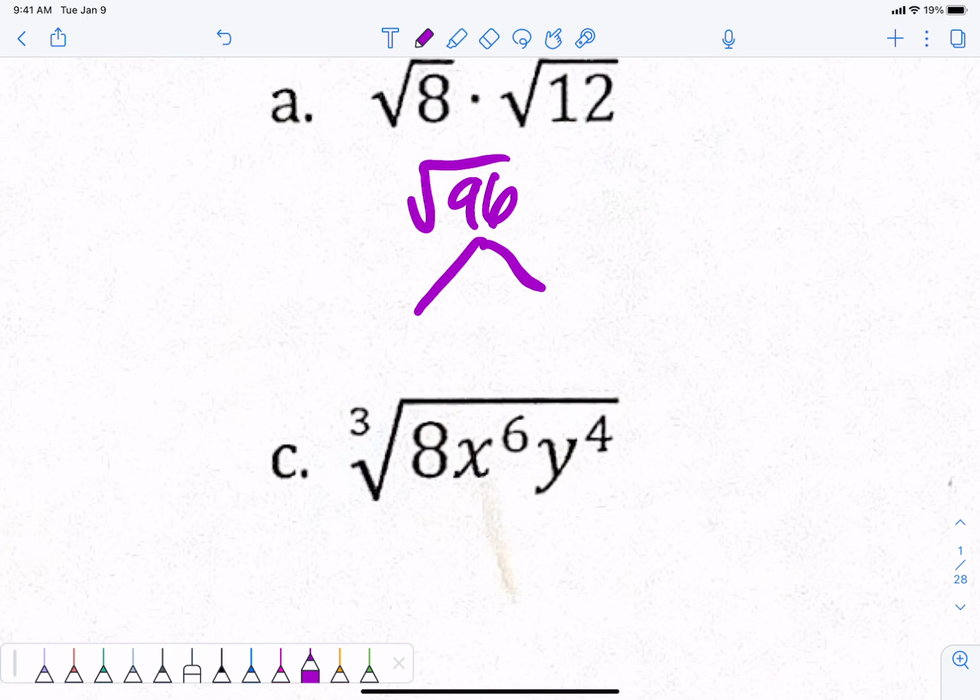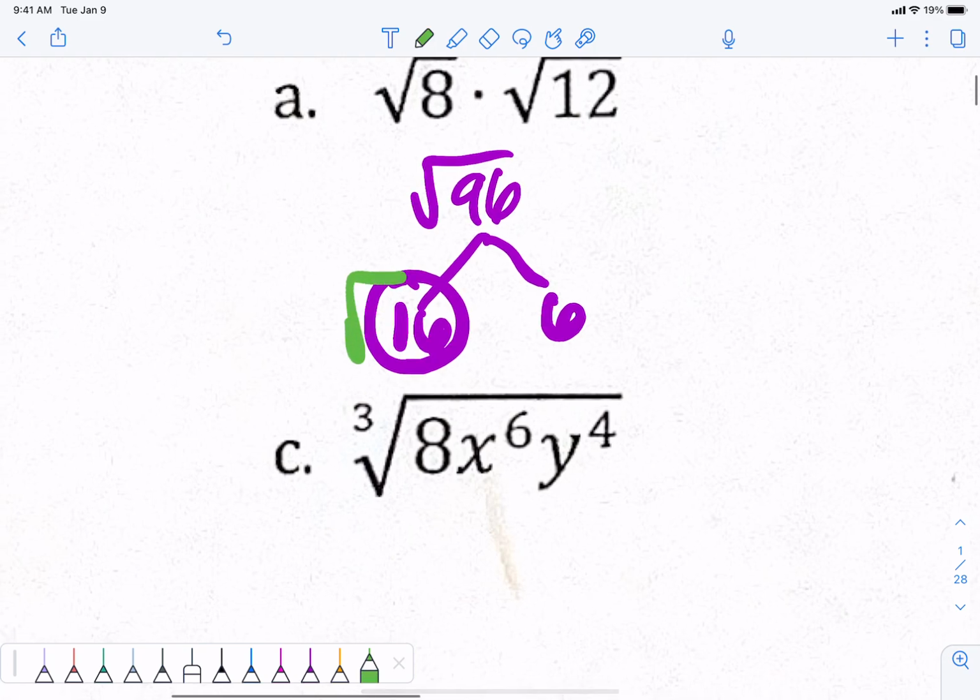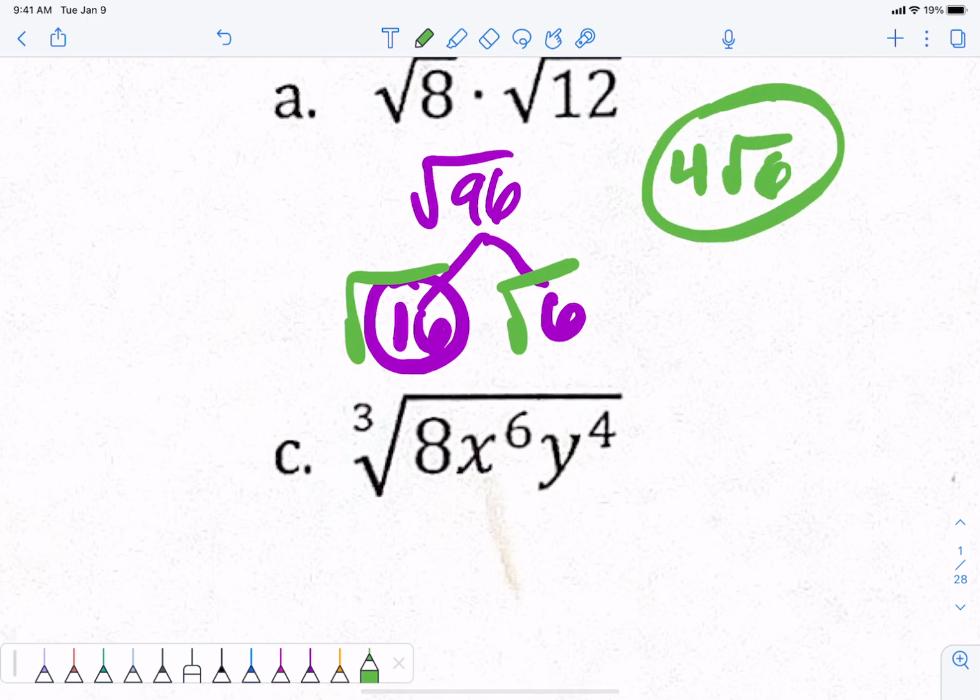If 4 works, I always check 16. Does 16 go into 96? Yes, it does. 16 and 6. Okay, 16 goes in there 6 times. So if I take the square root of 16 and the square root of 6, this would be 4 square roots of 6. Happy with that?